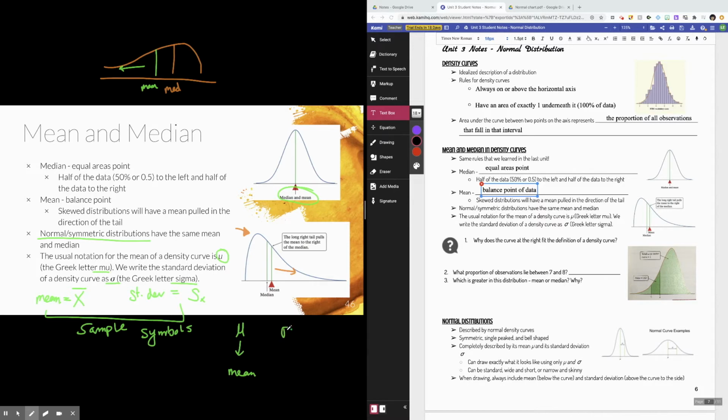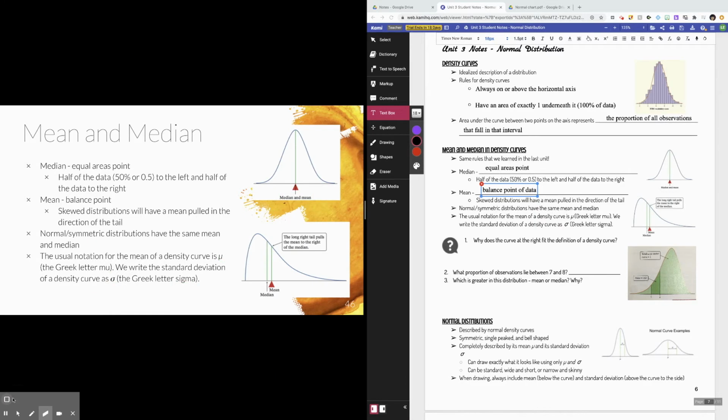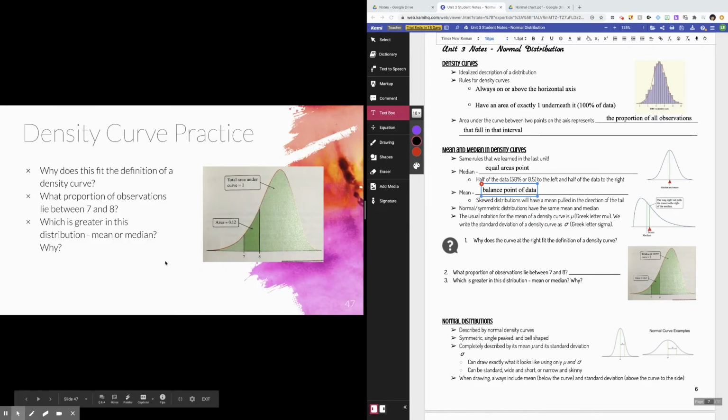Okay, so it looks like this, and it's called sigma. All right, so let's look at a practice problem or two. Let me clear this guy off. Okay, so here we have some practice here.